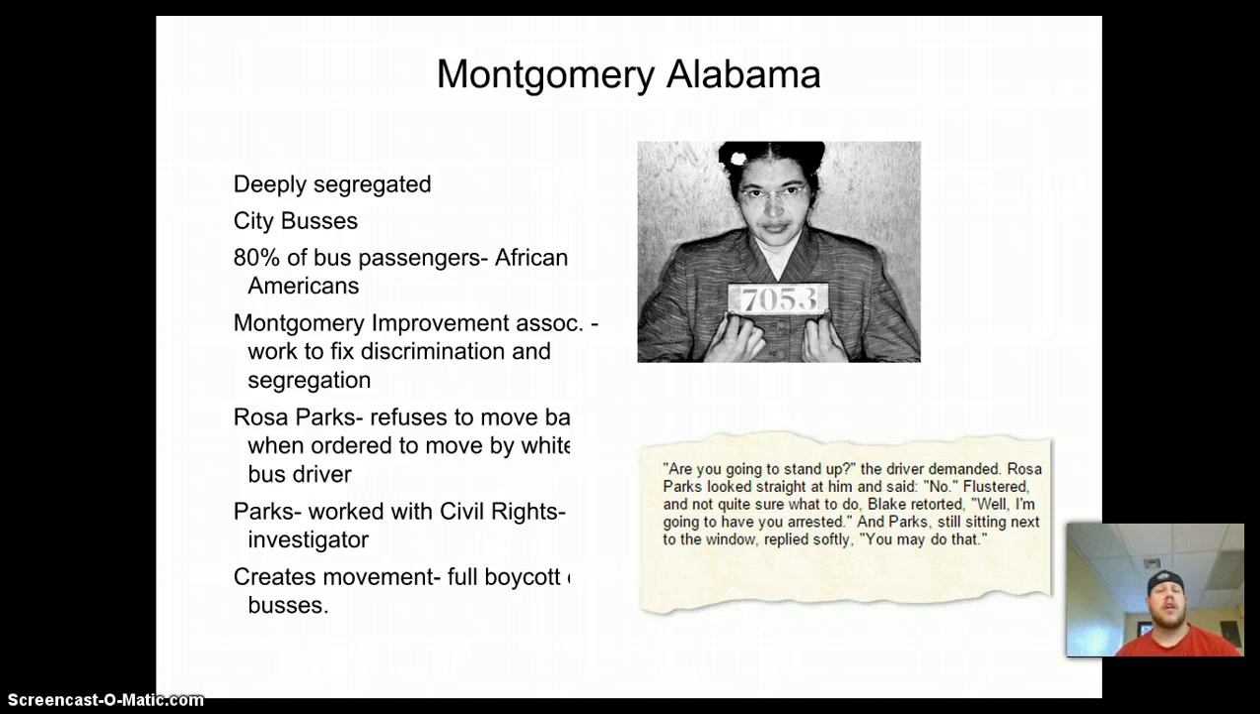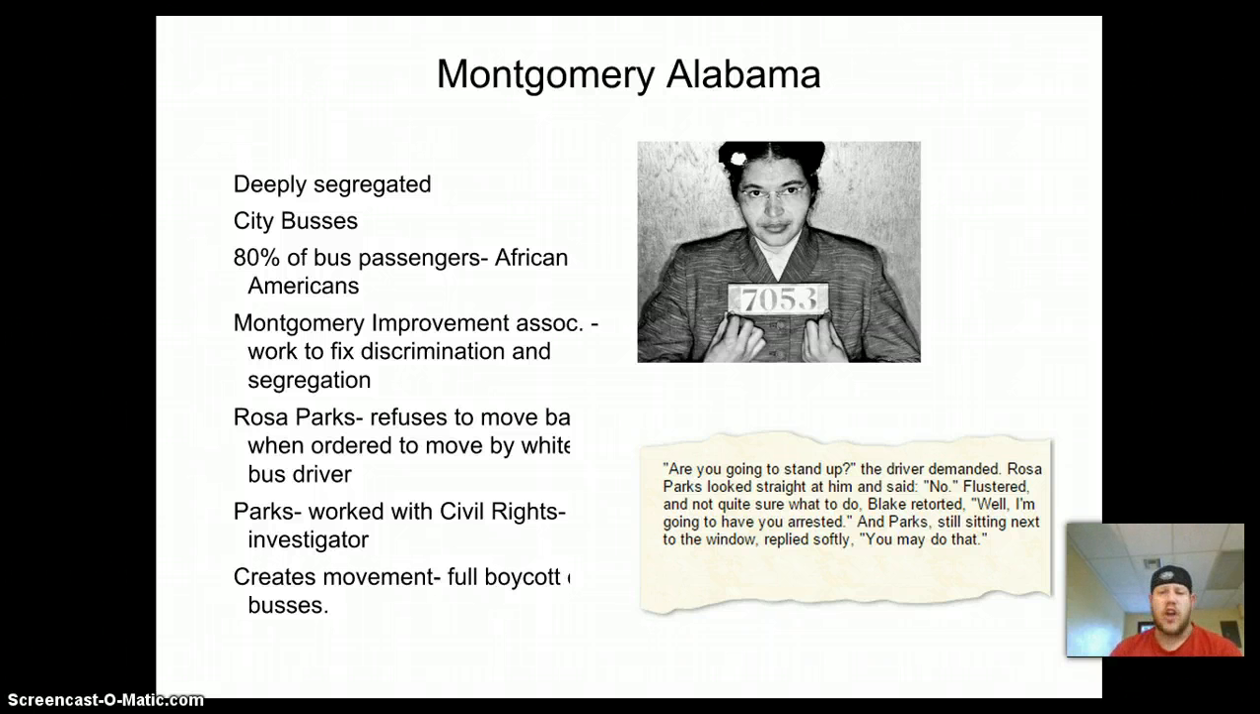There was a group called the Montgomery Improvement Association. They were trying to work to help fix discrimination laws, fix segregation. And they kind of looked at the buses and said, hey, there might be an option here. And the lady that ends up doing this is named Rosa Parks. Now, Rosa Parks had been involved in these movements for a long, long time. In fact, she worked as an investigator before that, looking at cases of rape of black women by white guys. And she looked to investigate those cases, try to bring them out.